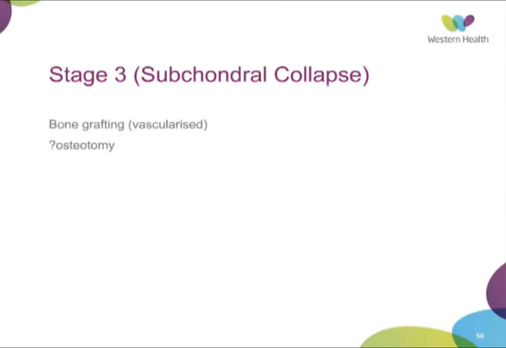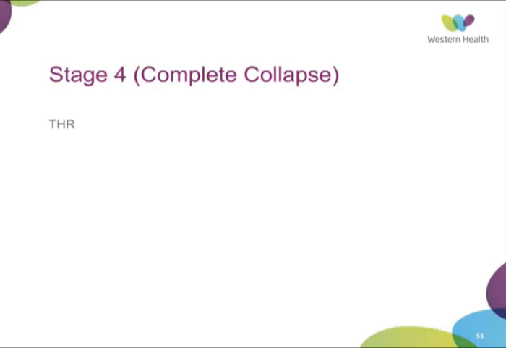Certainly core decompression has a very high failure rate in isolation in this subset. So an option in the young person who has minimal subchondral collapse may still be bone grafting. Certainly in those that have a smaller Kerboul angle and in a centre that does osteotomies, this may be an option. But as mentioned, this makes subsequent conversion to arthroplasty very difficult. Stage 4, I think there's good evidence to show that total hip arthroplasty now is the treatment of choice, and I think that's gold standard for this at stage 4 Ficat and Arlet. Thank you.